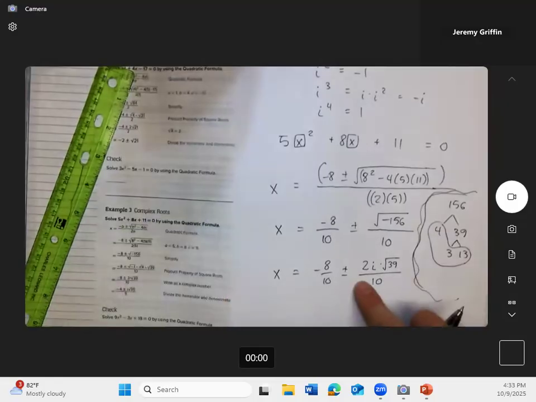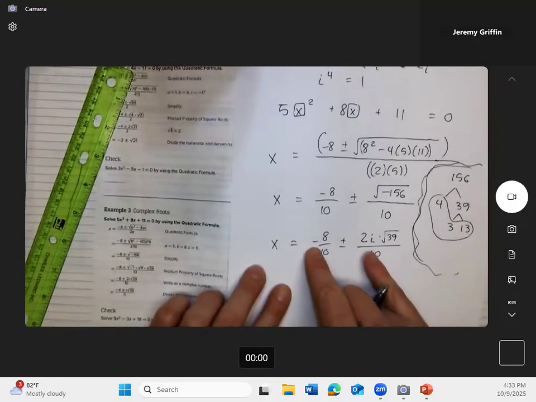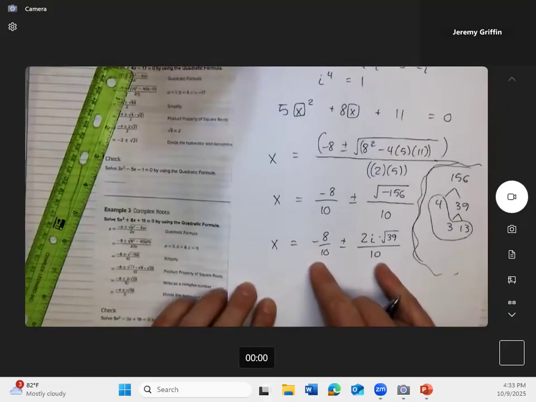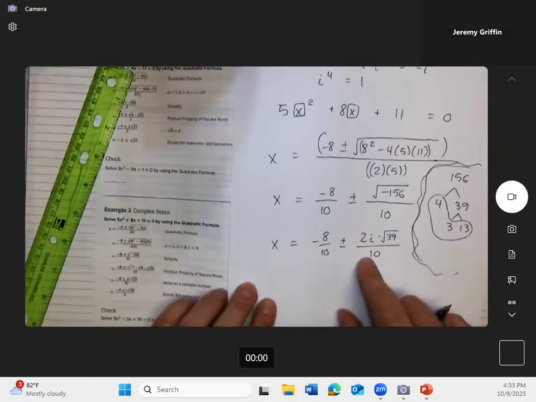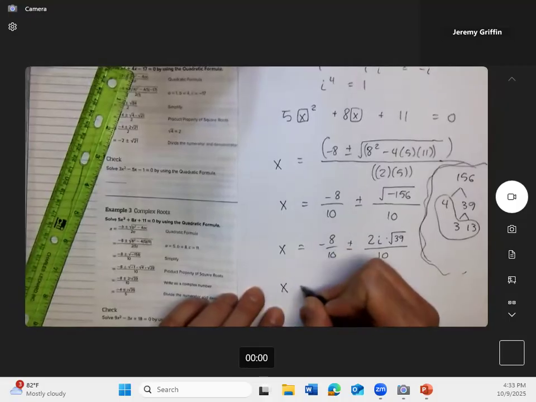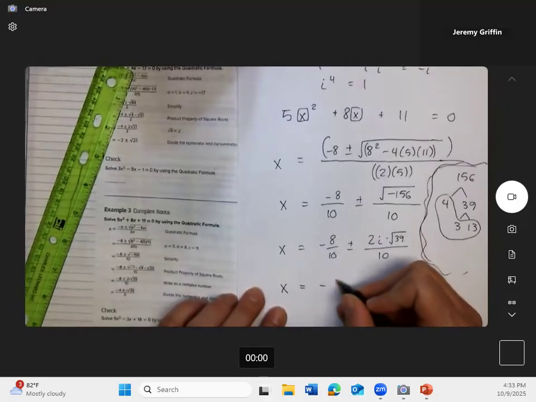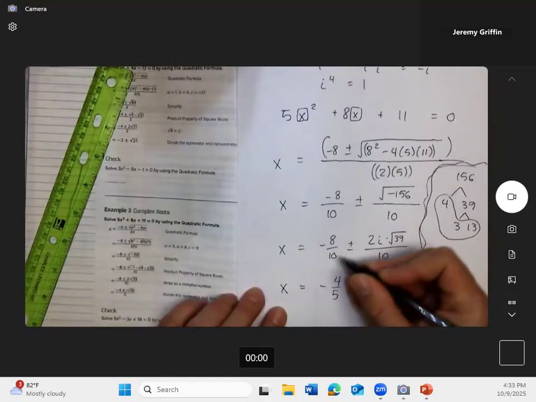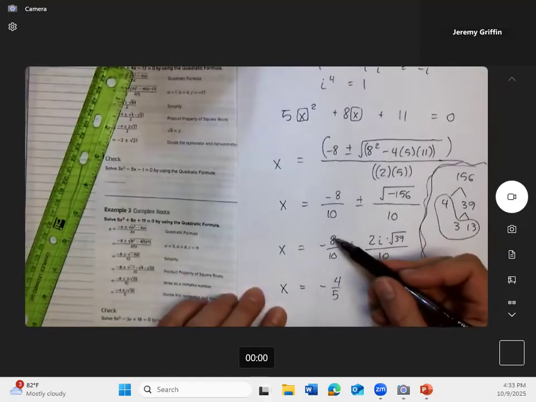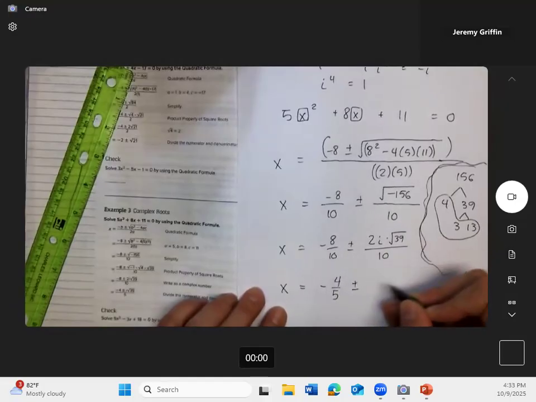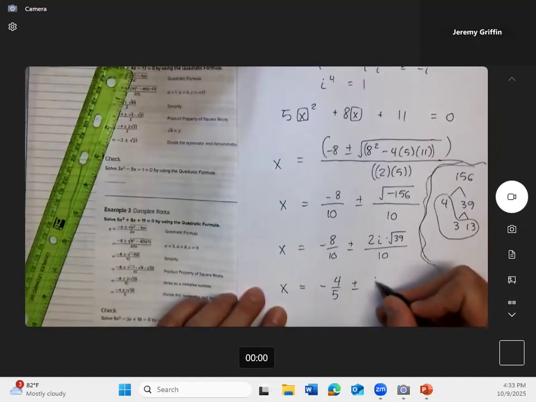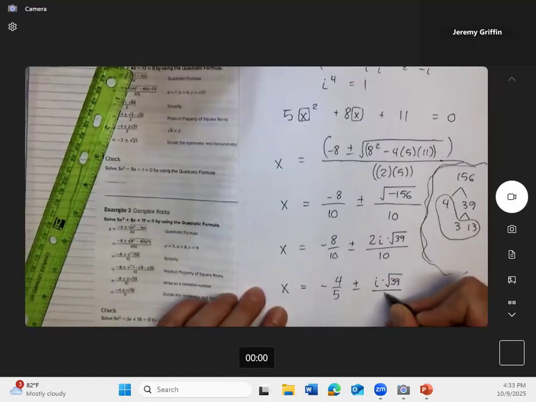Now, there is at least one more simplification I can make. I can reduce each of these fractions. These are even numbers. Can I say x equals -8 over 10 reduces to -4 over 5? It's negative still, of course. So divide by 2, divide by 2. Then plus or minus, and this also reduces. So i times the square root of 39 over 5 also.